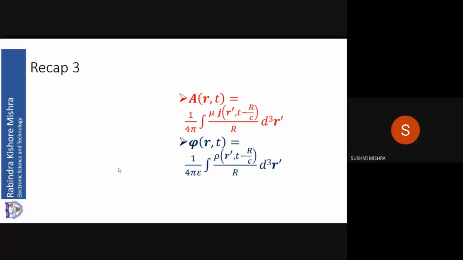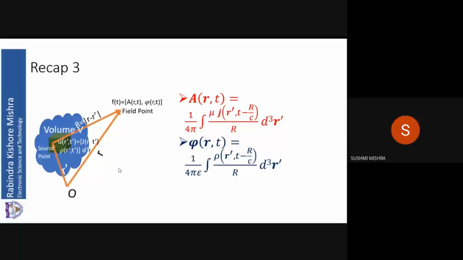Phi depends on rho, A depends on J. So in case of phi, we get 1 by 4 pi epsilon. In case of A, we get mu by 4 pi, which are consistent with the magnetic field and electric field. Now this we again try to look into a little bit in detail.